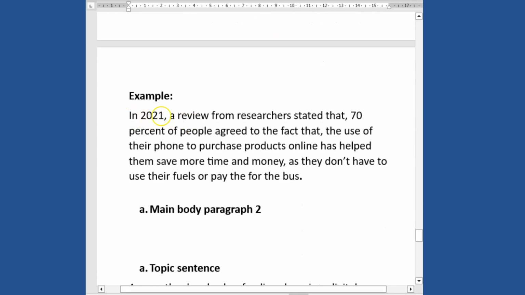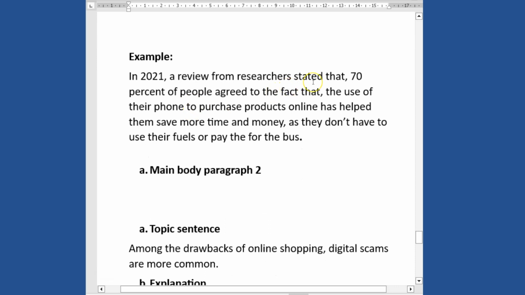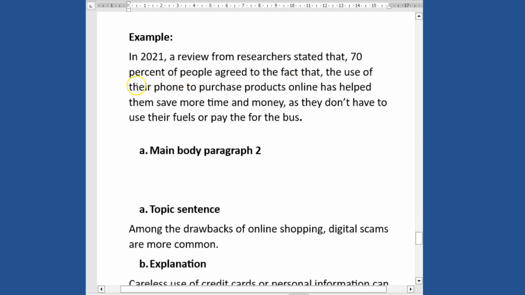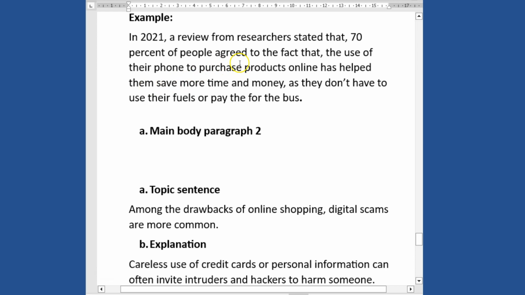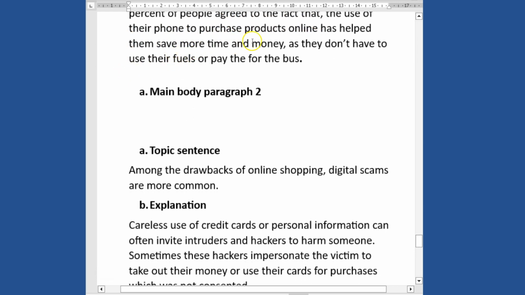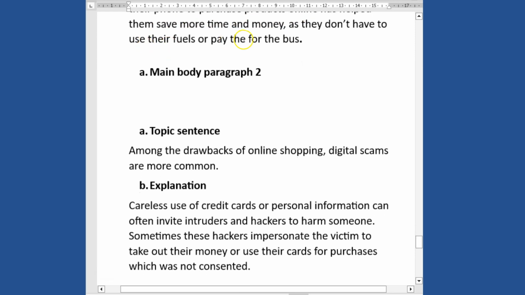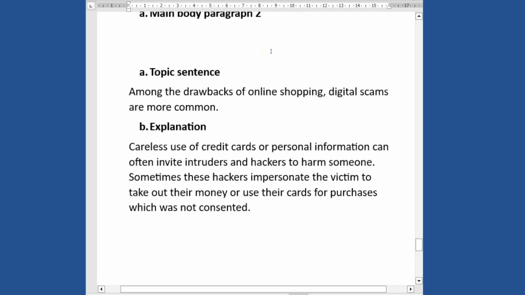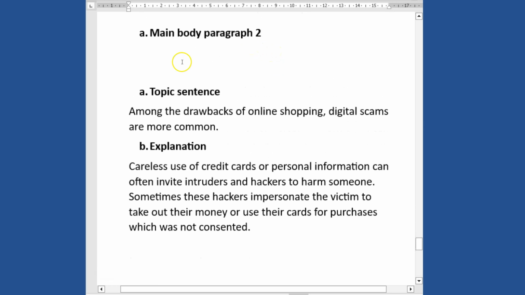In 2021, a review from researchers stated that 70% of people agreed to the fact that the use of their phone to purchase products online has helped them save more time and money, as they don't have to use their fuel or pay for their bills. So now we have stated the advantage. We move on to the disadvantages.